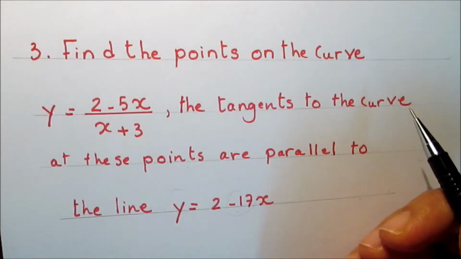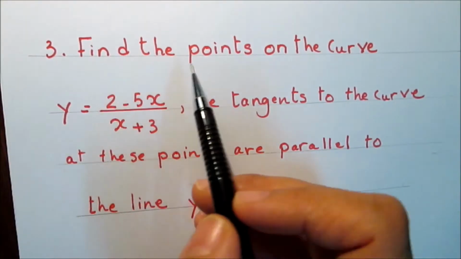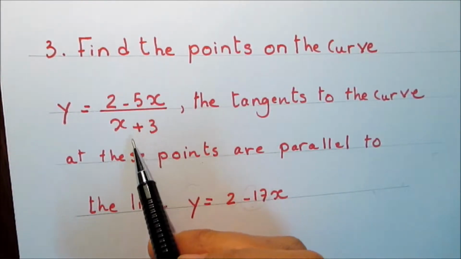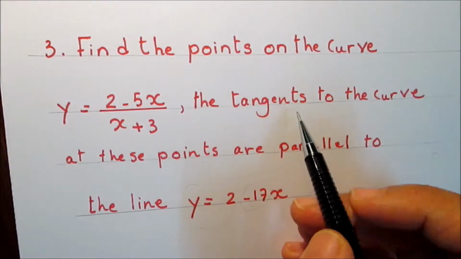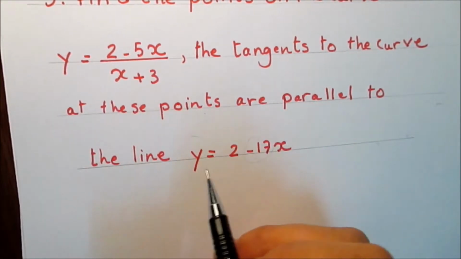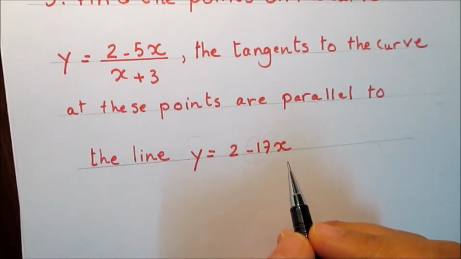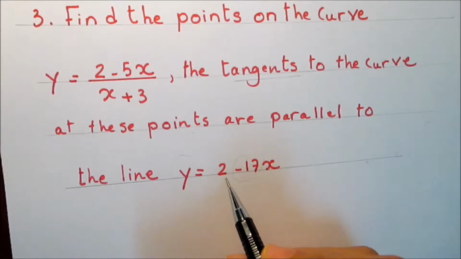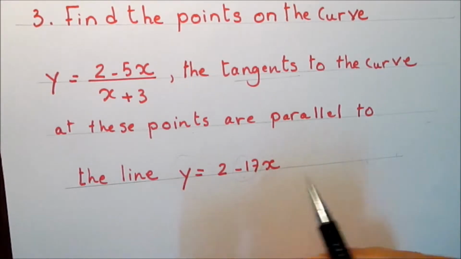More applications on the first derivative of the quotient of two functions. Find the points on the curve y equals (2 minus 5x) over (x plus 3), where the tangents to the curve at this point are parallel to the line y equals negative 17x.